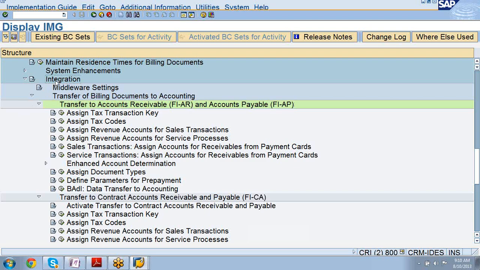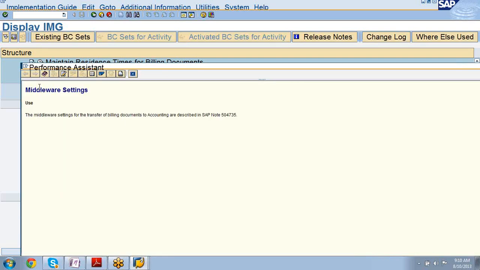So remember, this is a middleware setting. This will not work without doing the middleware setting. You take this SAP note number, it will be useful while you are at work: 504735. This is a very important note. You can also tell that in the interview. Somebody will ask you, how did you perform?